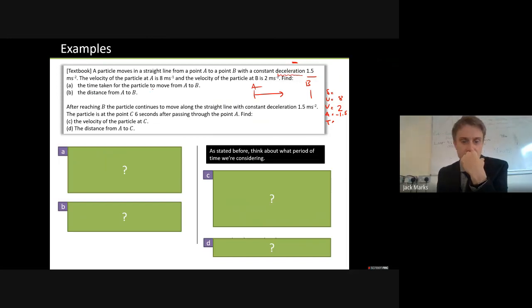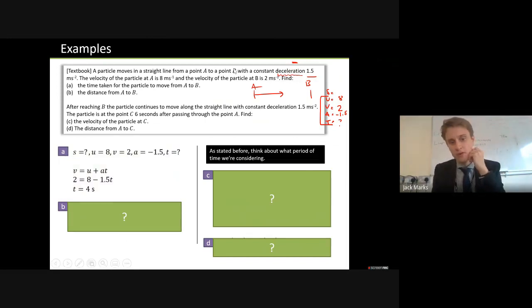Find the time taken from A to B. Well, all of this stuff here is about the journey of A to B. So I want to use these numbers here. Time times the thing I'm trying to work out. Okay, so V equals U plus AT for the first one. T equals 4 seconds.